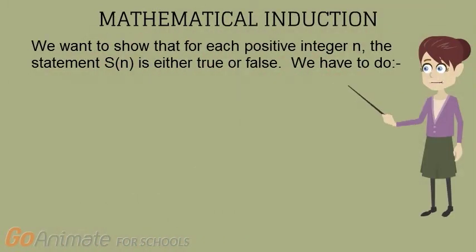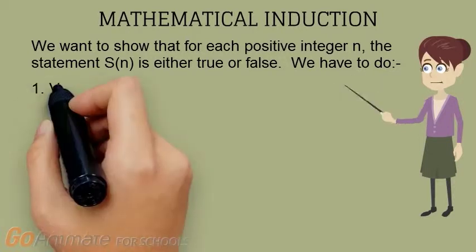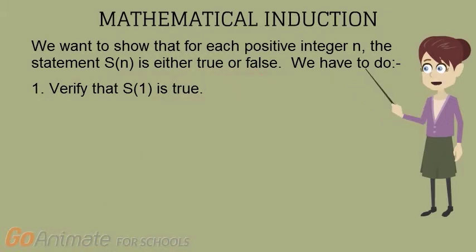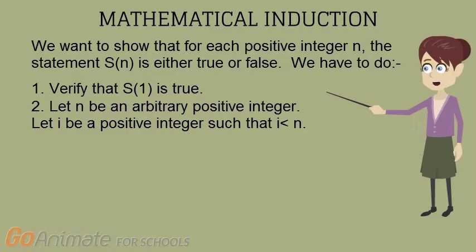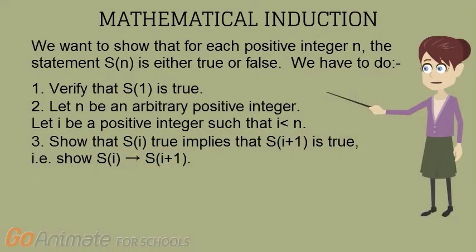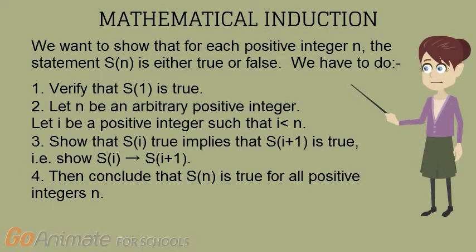In mathematical induction, we want to show that, for each positive integer n, the statement S(n) is either true or false. There are four things to do in mathematical induction. First, verify that S(1) is true. And then, assuming n is an arbitrary positive integer, and let i be a positive integer such that i is less than n, show that when S(i) is true, it implies that S(i+1) is also true. Finally, by induction, conclude that S(n) is true for all positive integers n.